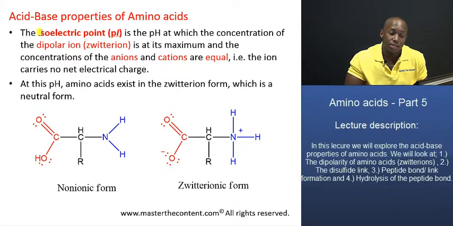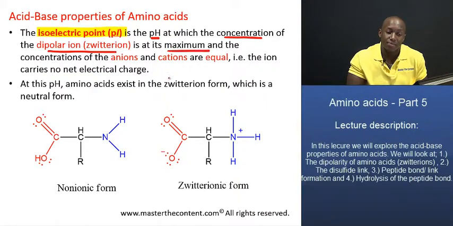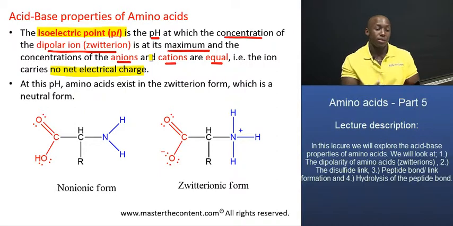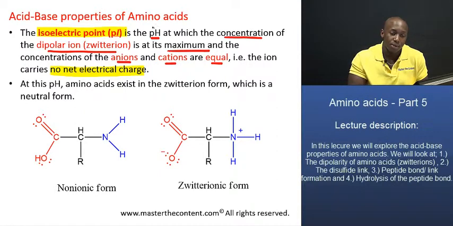So the isoelectric point is basically the pH at which the concentration of the dipolar ion, the zwitterion, is at its maximum, and the concentrations of anions and cations are equal. So they cancel each other out. In this case, the ion will have no net electrical charge. So that is what we refer to as the isoelectric point, which is denoted by that symbol right there.